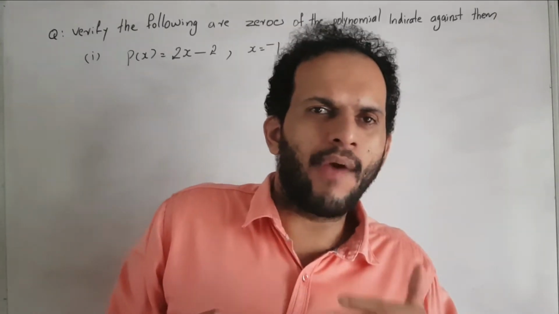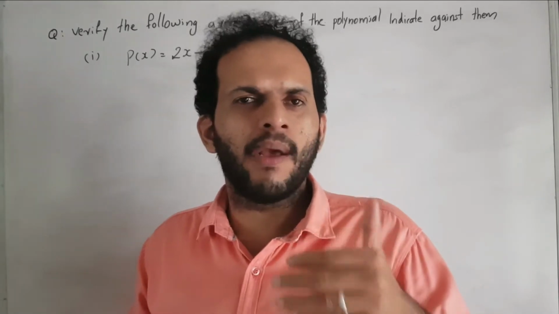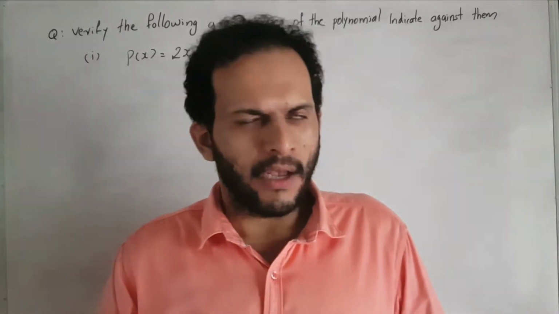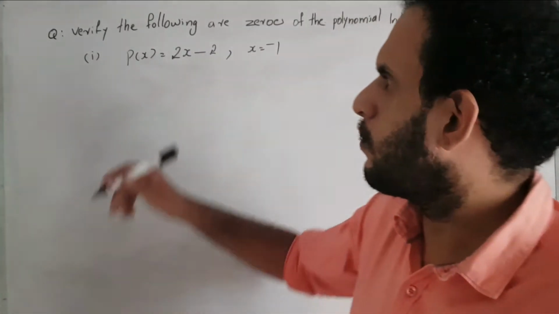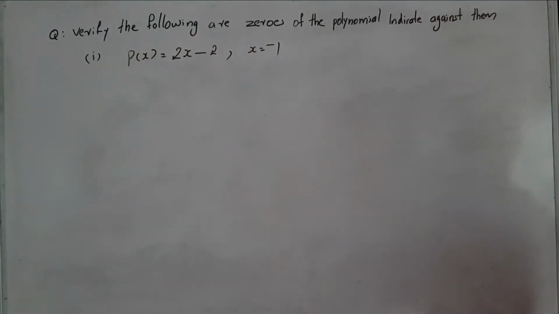If you get the final value of p of x as 0, then it's a zero. Otherwise, it's not a zero. The same idea we are doing here. In the question: verify the following are zeros of the polynomial indicated against them.